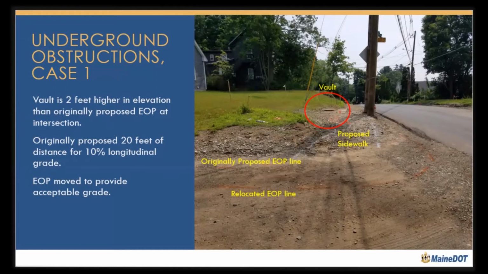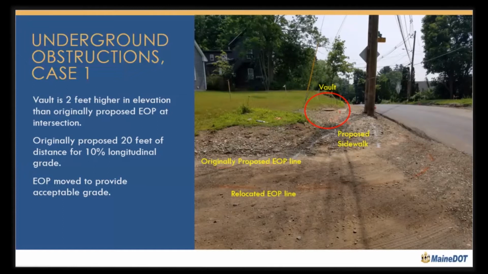We ended up working things out and relocated the edge of pavement line to shift the side road to make a longer curb ramp to get that 8.3% grade that we needed for the slope of the ramp. But this is a difficulty we've encountered a number of different places. You're going to see some other instances of do the best you can, try to figure out what is under the ground during design, but sometimes things are discovered during construction.